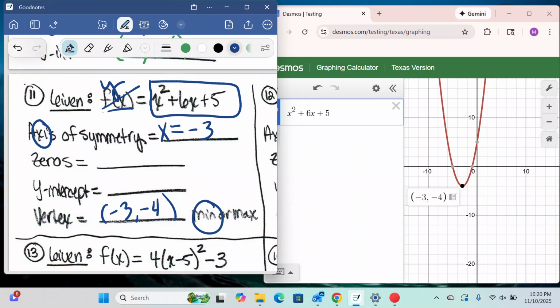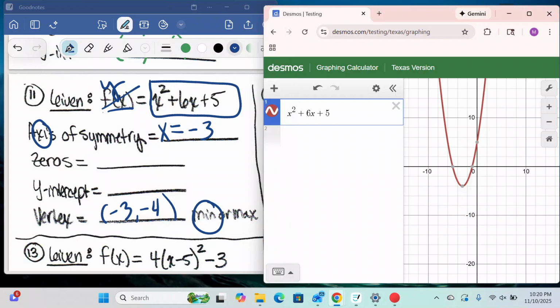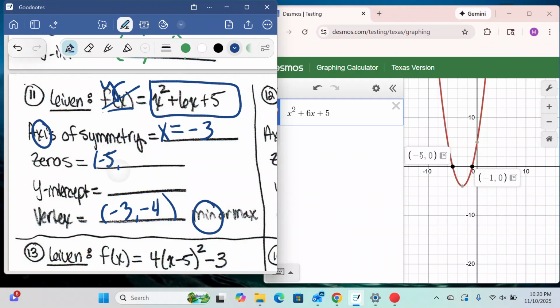My zeros, I'm going to find out where it crosses my x-intercept. It does have two zeros. It's got one right there, -5, 0, and -1, 0. So I have -5, 0 and -1, 0, which are my x-intercepts. My zeros are actually -5 and -1.